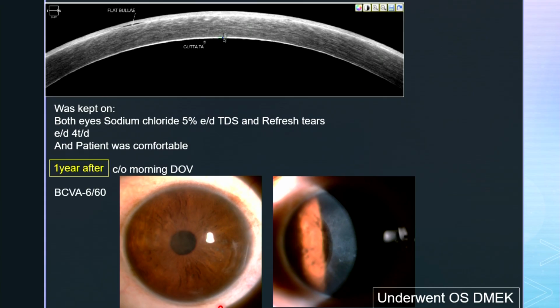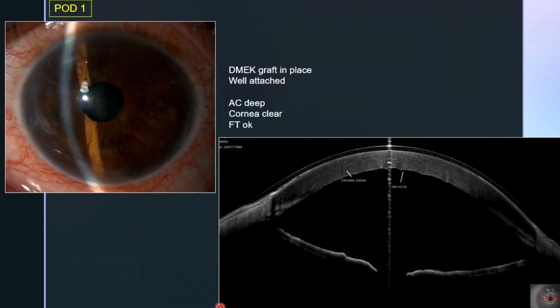So the patient underwent left eye DMEK. On post-op day 1, the DMEK graft was in place, well attached. The AC was deep and the cornea was clear. In ASOCT also we can see the same.